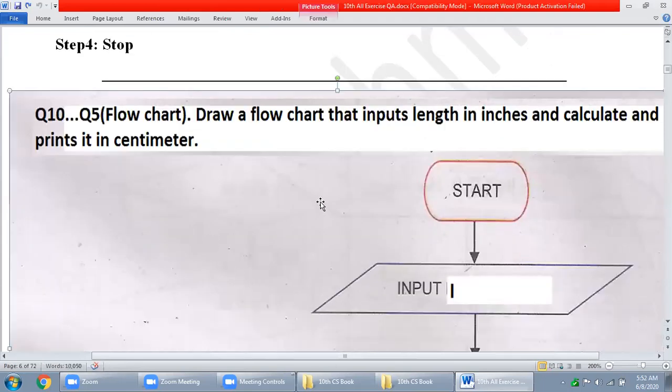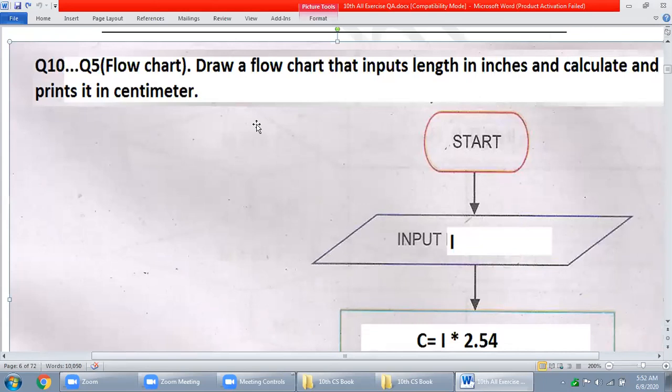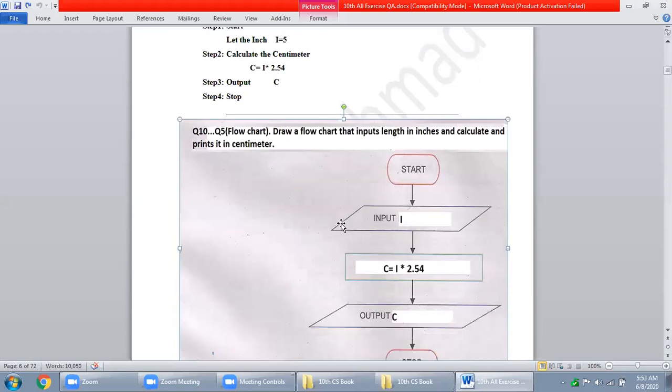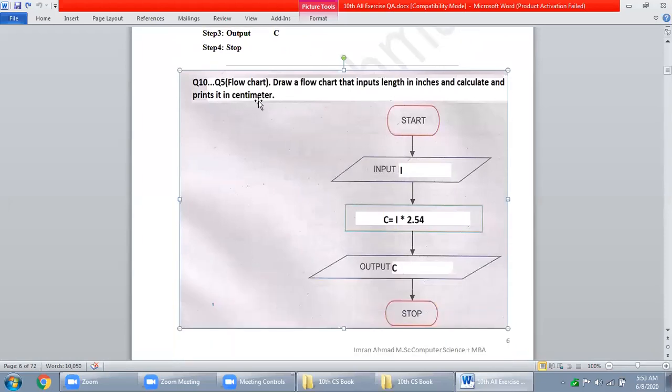Okay, on this, how can we make the flowchart? This is question number 10. Question number 10 says, draw a flowchart on question number 5. So I am making the flowchart on question number 5. Start: as always, we start the flowchart with the start symbol. What we did in the algorithm after this was input inches, so input I.